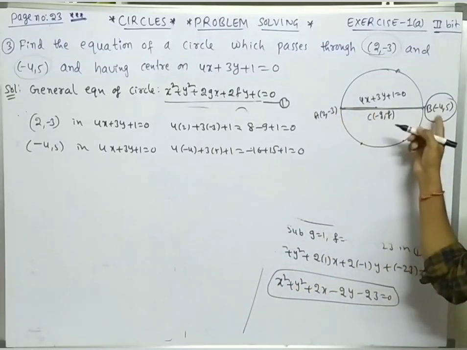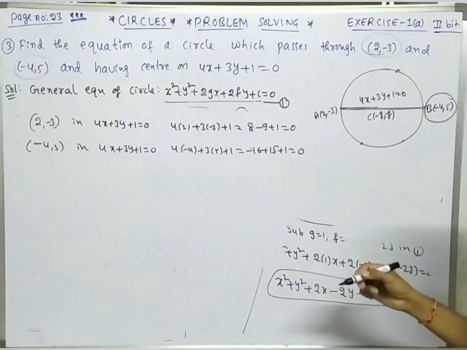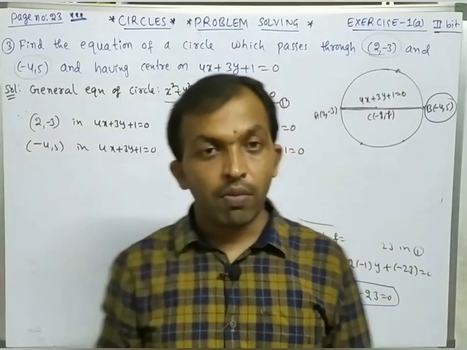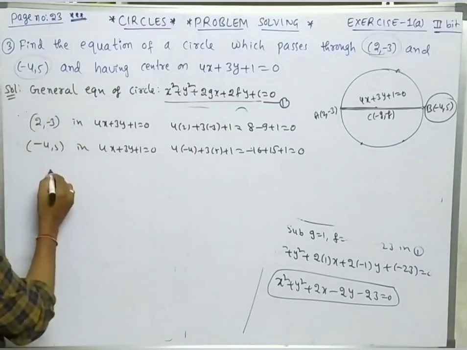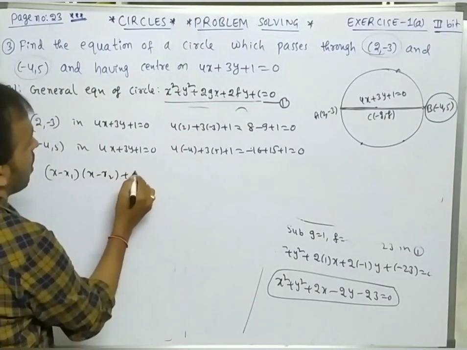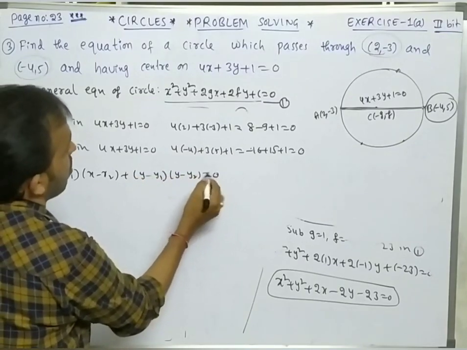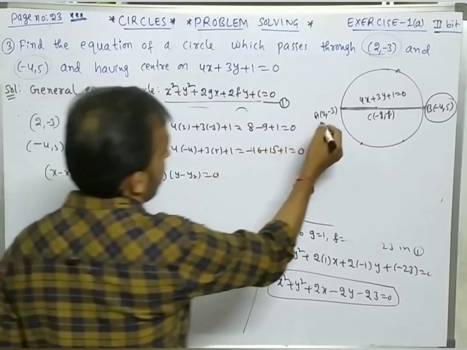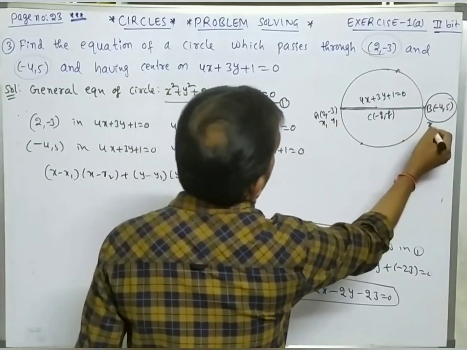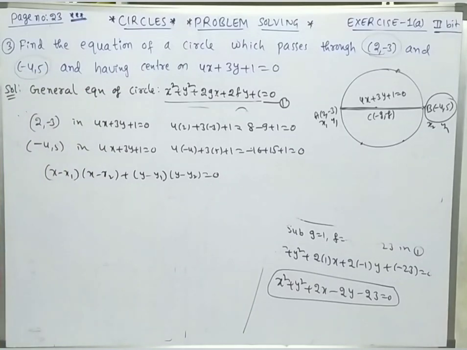So here A, B both are satisfying this one, therefore they are end points of the diameter. Therefore we can solve by using x minus x1 into x minus x2 plus y minus y1 into y minus y2 is equal to 0. So substitute this is x1, y1 and this is x2, y2, then you will get the same answer. Okay, so this is the second method, a simple method.